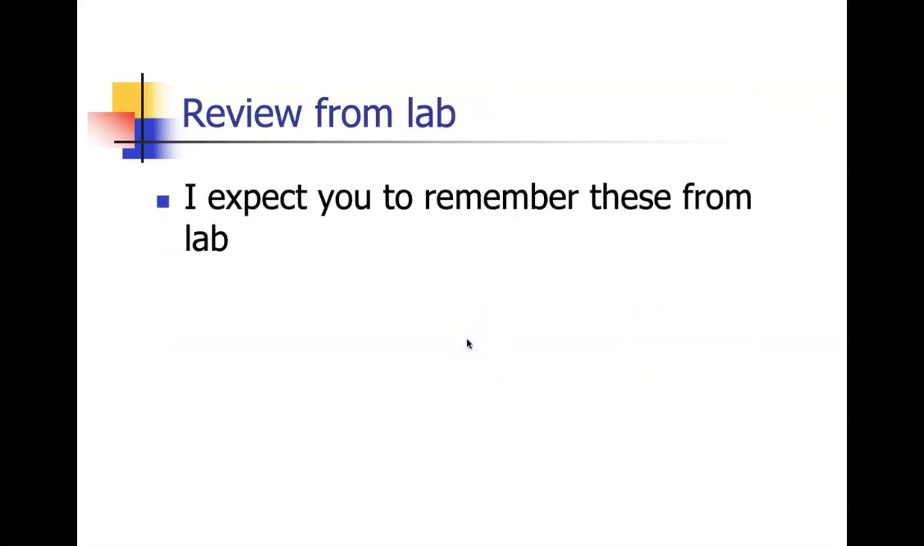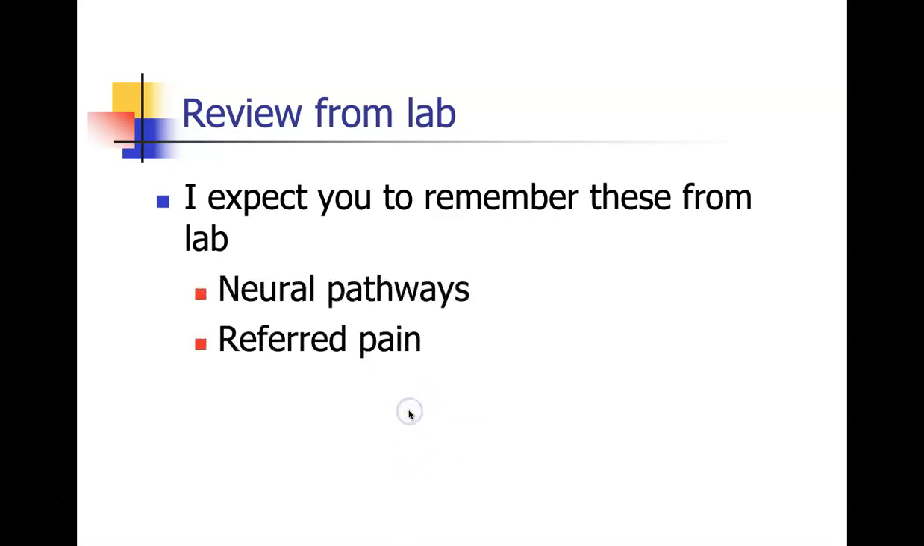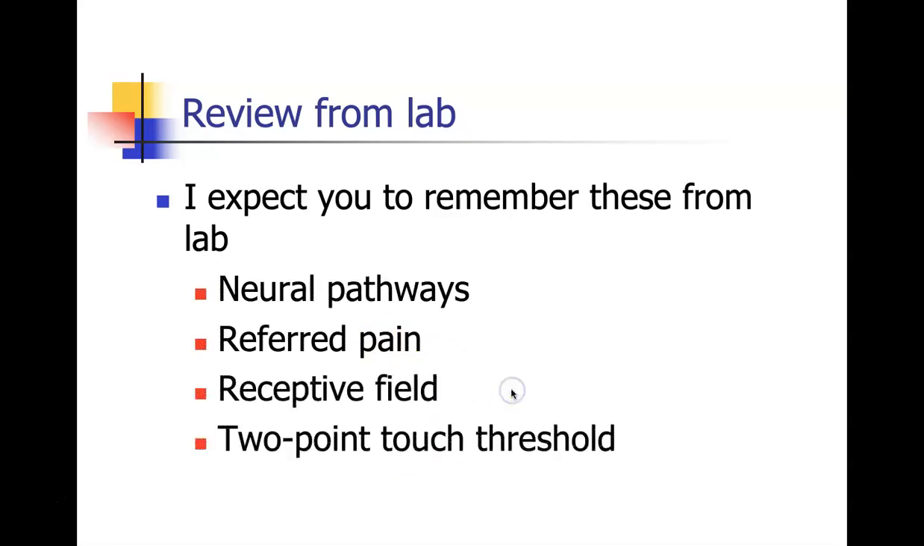Okay, so some things I want you to connect from lab to this lecture, and I would like you to remember from lab, are going to be the neural pathways involved. We talked about referred pain in lab, receptive fields, and 2-point touch threshold. Okay, so those are going to be things to review from your lab and read more about if you've forgotten them.